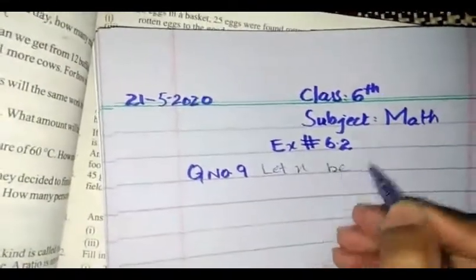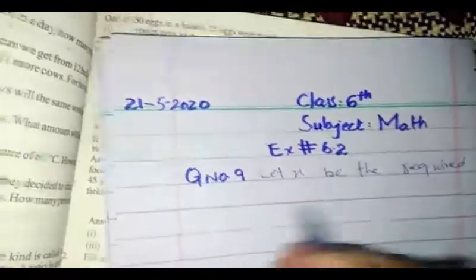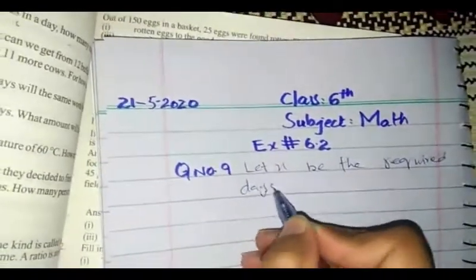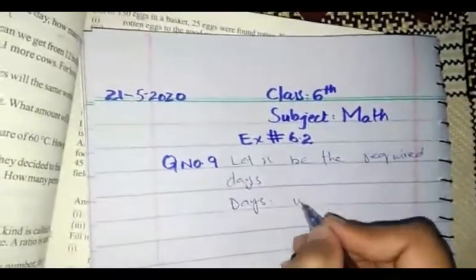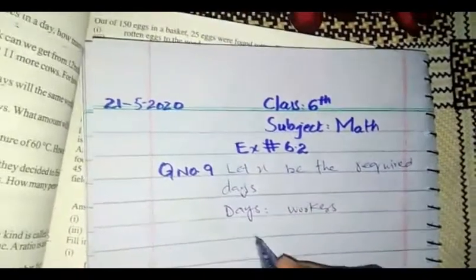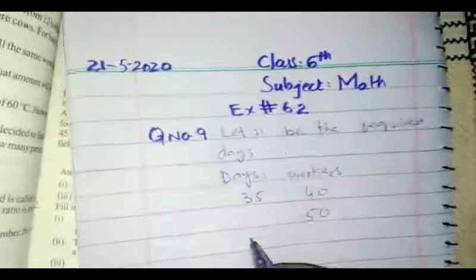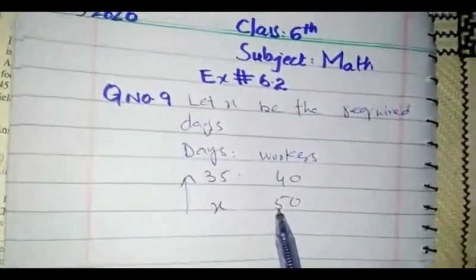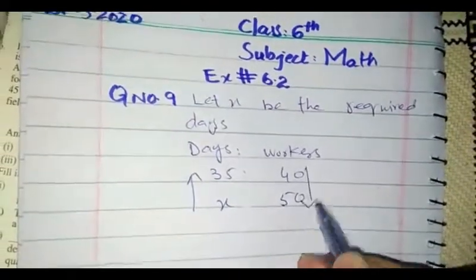Let x be the required days. जो हमें डेज चाहिए उनको हमने x लेट कर लिया है. Then the ratio is between days and workers. First we have 35 days for 40 workers, and then we have 50 workers. Students, if we increase the workers, then the number of days will decrease. So this is inverse proportion.